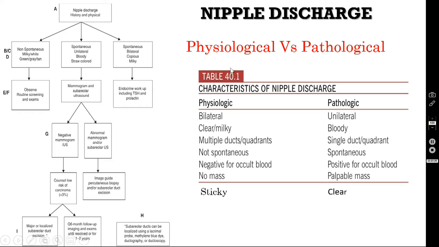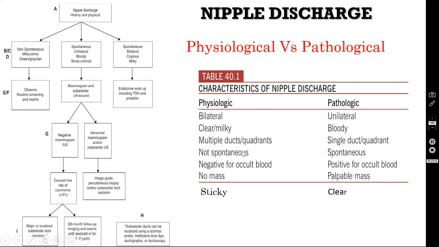What are the differences between the physiological and the pathological discharge? This is a very important tabular column. If it is physiological, the discharge is usually bilateral. In pathological discharge, it is unilateral. Physiological is usually clear or milky in nature, whereas pathological is bloody in nature. Physiological is coming from multiple ducts or multiple quadrants, whereas pathological discharge is usually from a single duct or single quadrant.